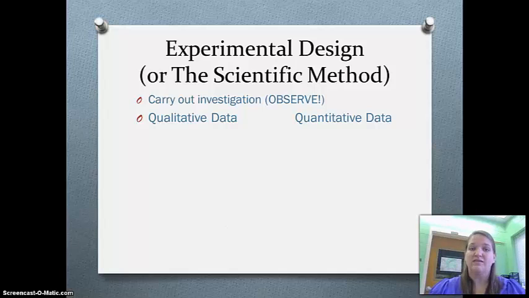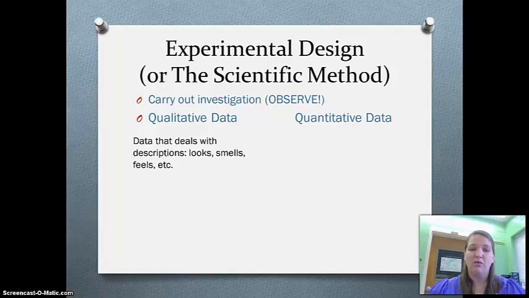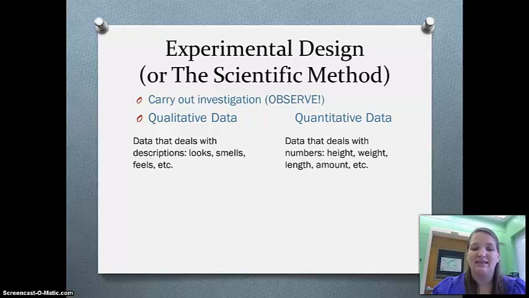Qualitative data sounds like the word quality. When we're talking about the quality of something, we're talking about its description. So qualitative data is data that deals with descriptions, such as how it looks, smells, or feels. Quantitative data sounds like the word quantity. And when we're talking about the quantity of something, we're talking about numbers. So quantitative data is data that deals with numbers such as height, weight, length, or amount.